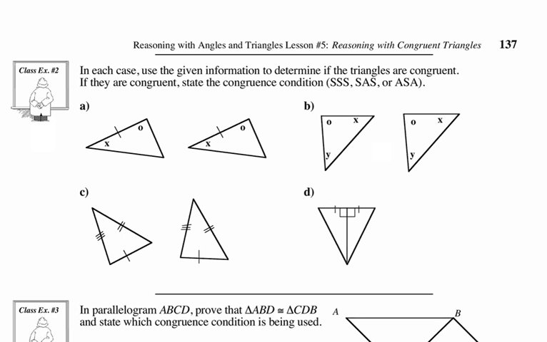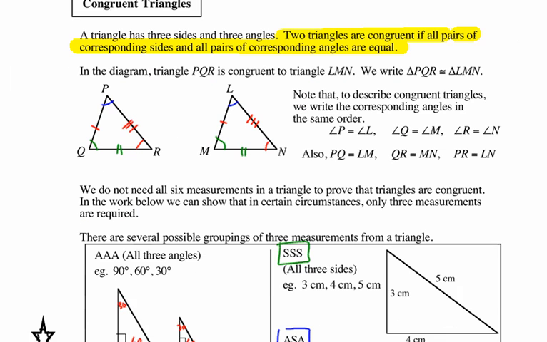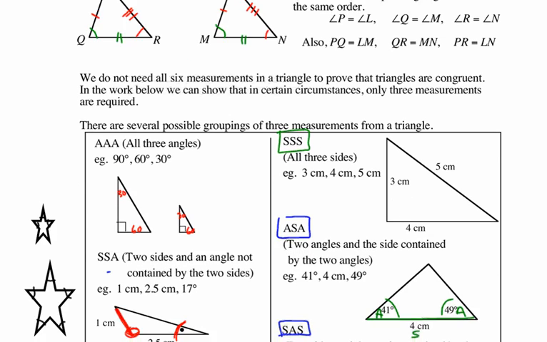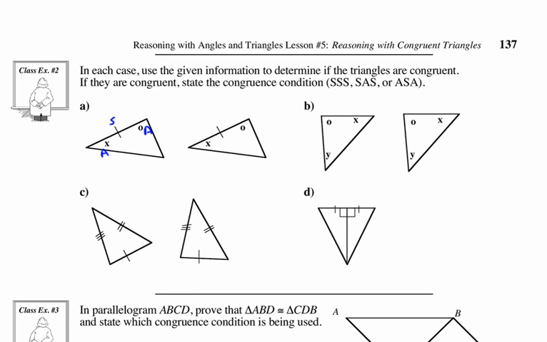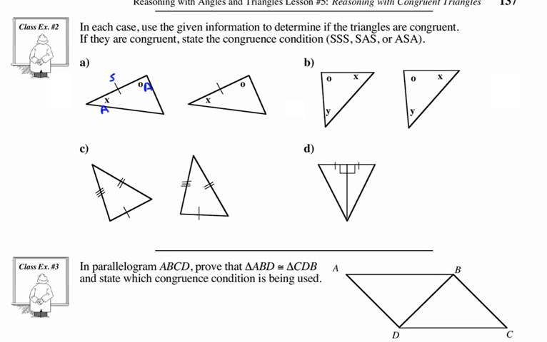Let's look at A. Notice we have angle, side, angle. Is that one of the three cases? Let's look it up. Yeah, angle, side, angle is right there. So angle, side, angle, yes, these are congruent. Congruent, but how? By angle, side, angle. How about the next one?